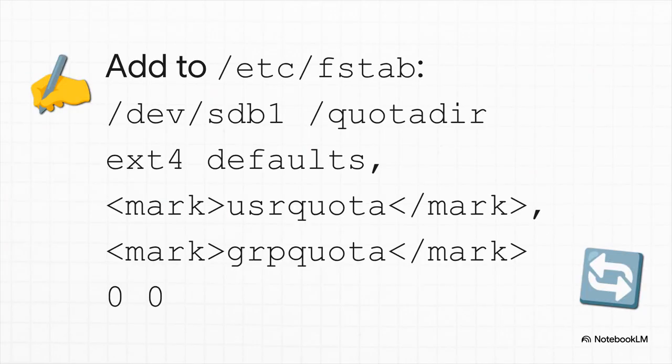Now, to make sure all our hard work sticks around after a server reboot, we have to edit a file called /etc/fstab. The 2 magic words in this line are usrquota and grpquota. These little options tell the OS to automatically turn on quota tracking for this file system every single time the server boots up. Super important.